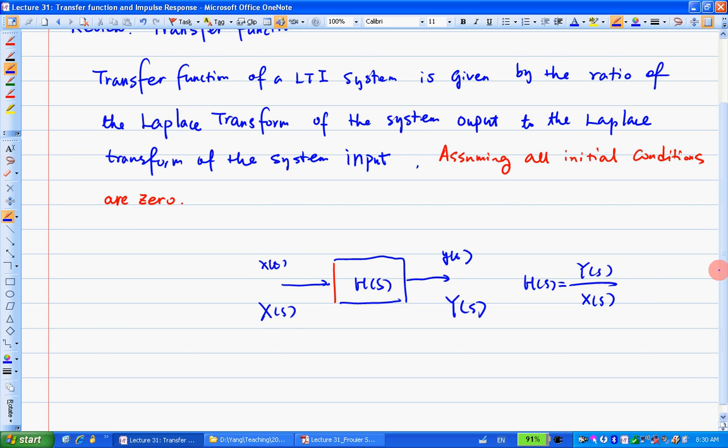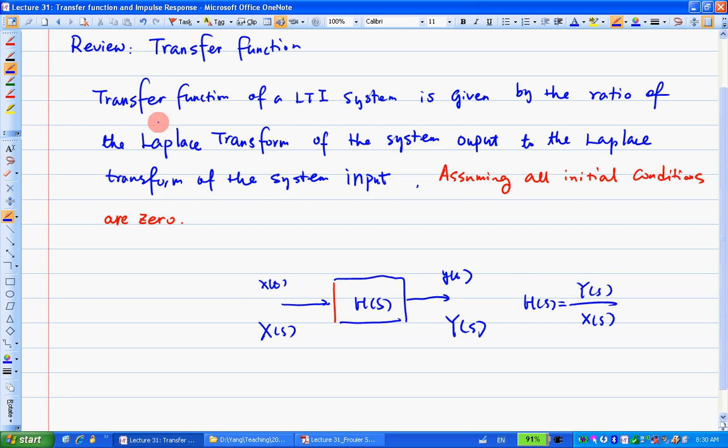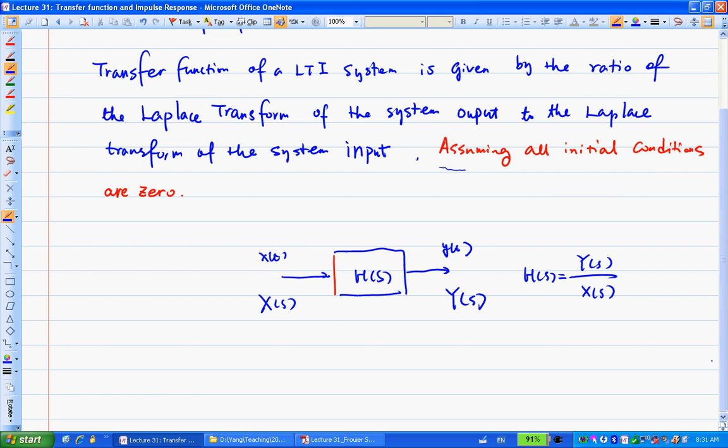Okay, so here's a quick review as to the definition of transfer function. The transfer function of an LTI system is given by the ratio of the Laplace transform of the output over the Laplace transform of the input. Basically we use H of s to represent this transfer function of the system. And don't forget this important assumption, assuming all initial conditions are 0, because you need this assumption to derive the transfer function.